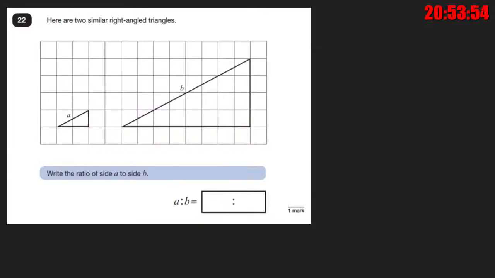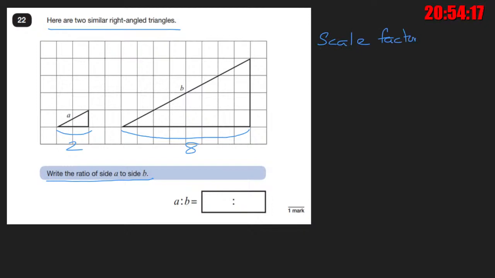Perfect. Question number 22. Here are two similar right angle triangles, and this side is 2 and this side is 2, 4, 6, 8. So this is 8 and this is 2, and write the ratio A is to B. So we call this a scale factor, right? So the scale factor, it's going to be the bigger number, 8 divided by 2. So it's going to be 4 over 1.